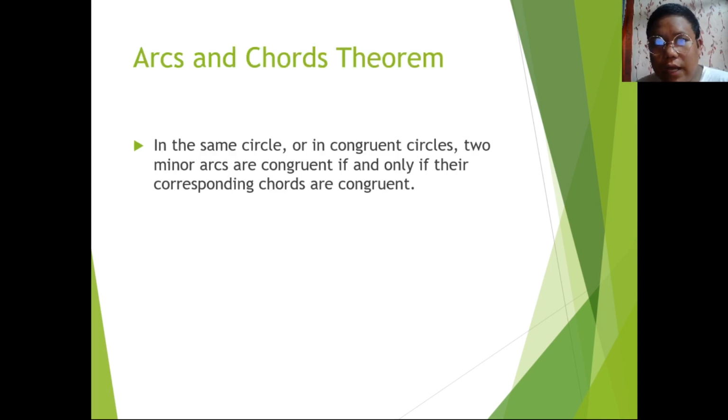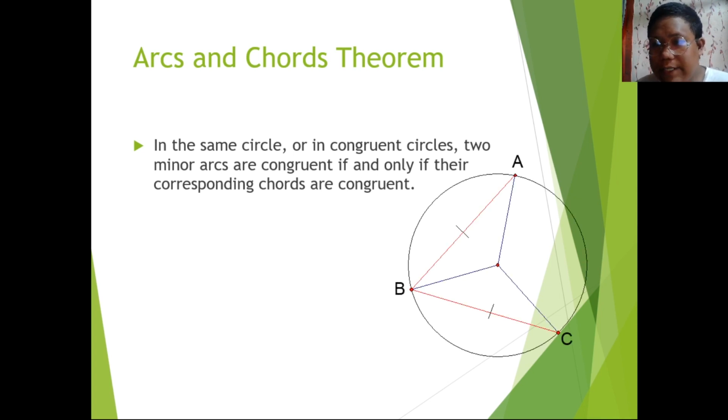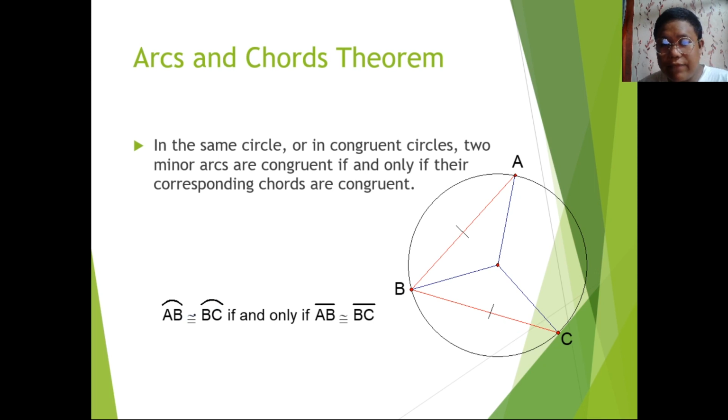Then, let's go now to the arcs and chords theorem. In the same circle or in congruent circles, two minor arcs are congruent if and only if their corresponding chords are congruent. So let's have this: AB is the minor arc AB, and this is minor arc BC. As you can see right now, arc AB is congruent to arc BC. The equals sign with the wave on top is read as congruent. Arc AB is congruent to arc BC.